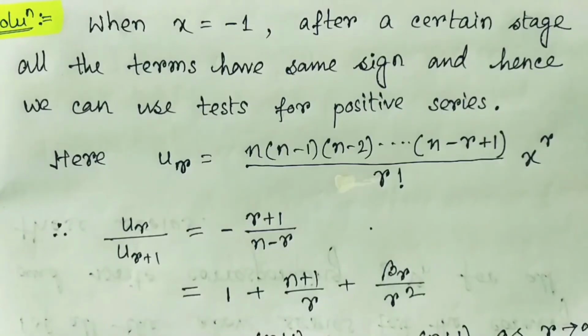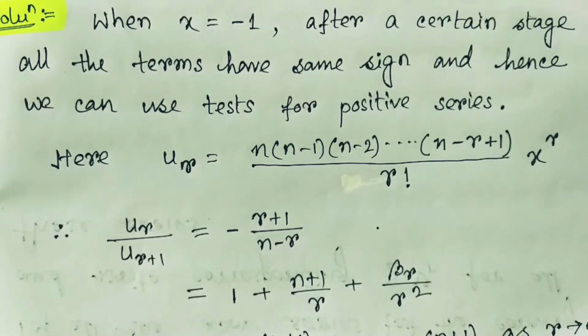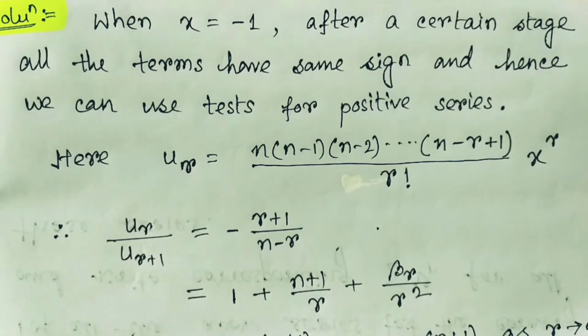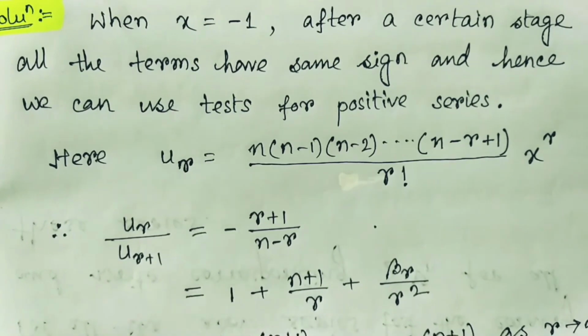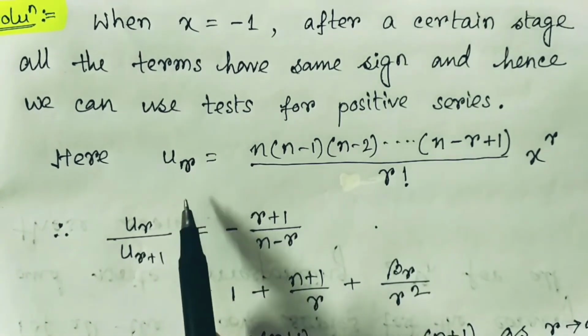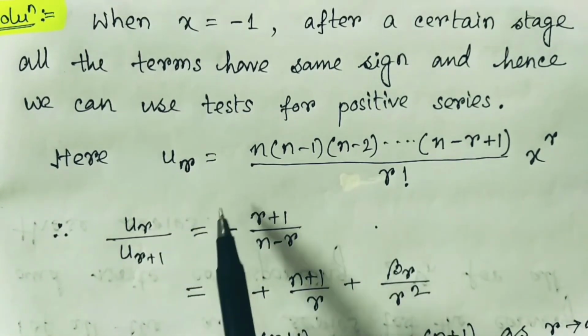So first of all, when x is equal to 1, after a certain stage all the terms have the same sign, and hence we can use the test of positive term series. You may be confused that when x is equal to minus 1, it is alternately positive and negative. But depending upon the n value also, after a certain time, we will get all the terms with the same sign.